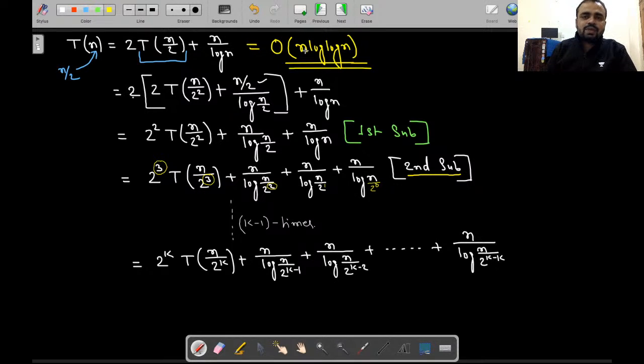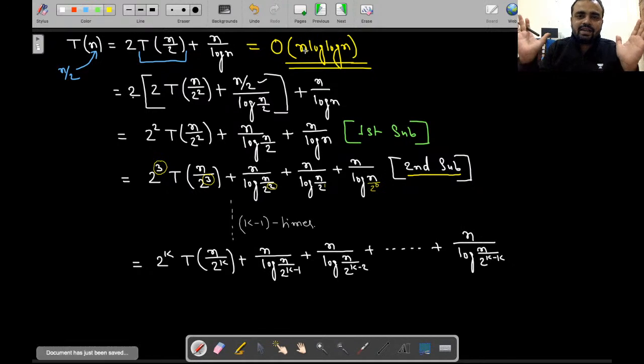Here, since you cannot apply the master theorem, that's why we are applying the substitution method. Here the substitution method looks a little bit complicated, but once you do a lot of practice, you will be able to solve all these kinds of problems. So don't worry, okay?